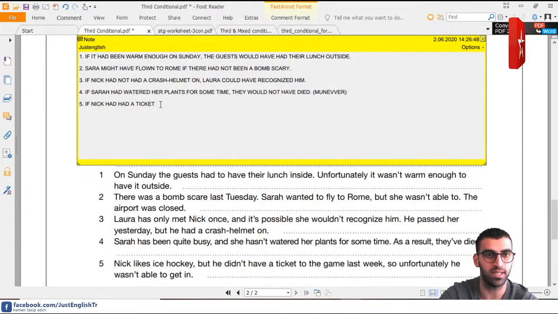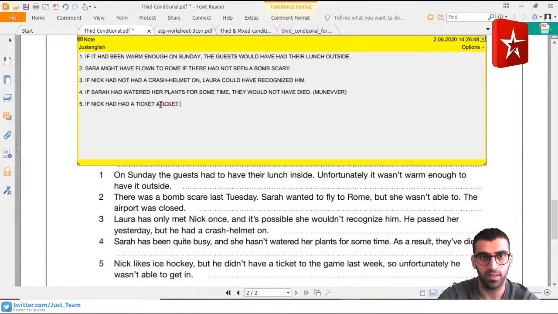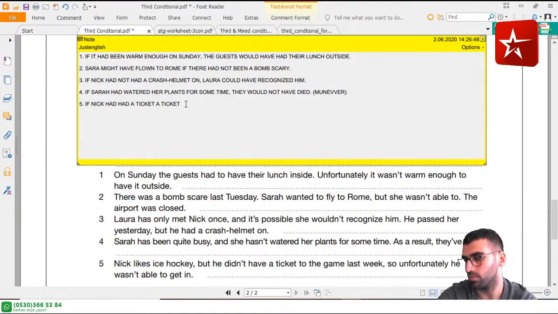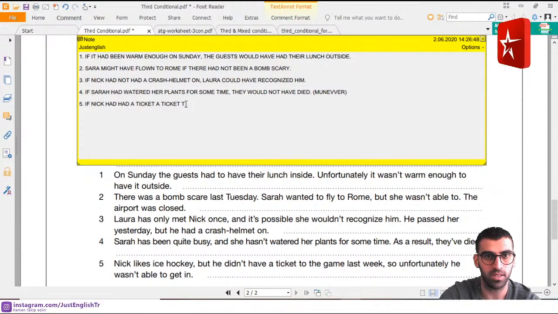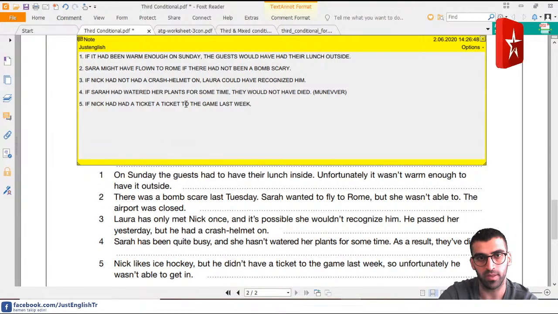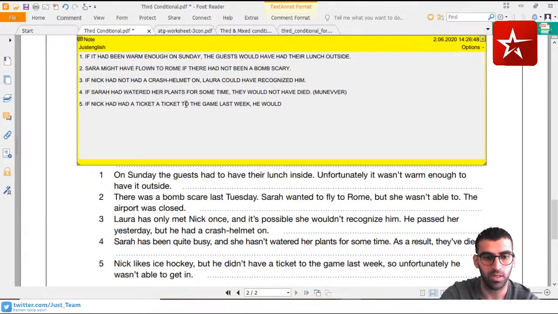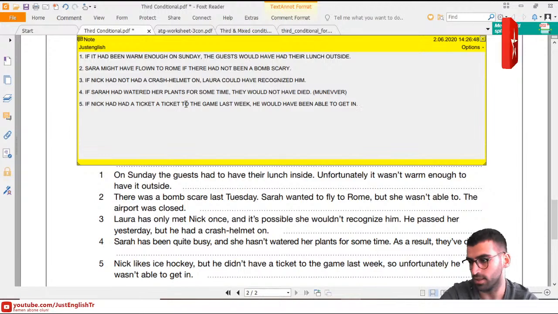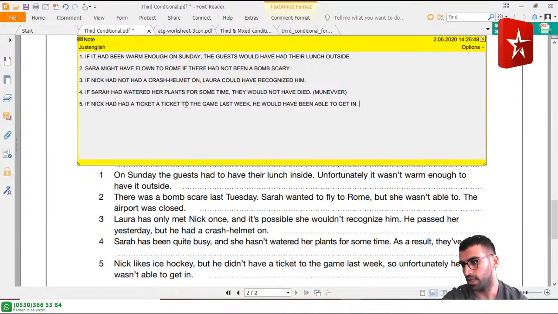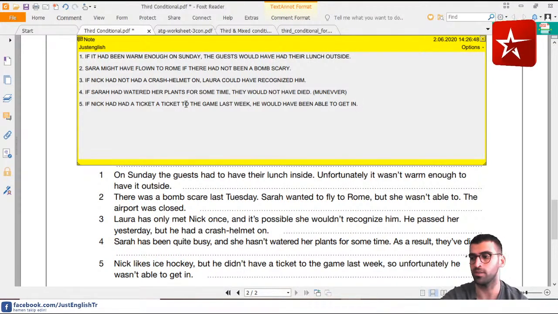If Nick had a ticket to the game last week, and we have to use a comma because the if clause comes first, he would have been able to get in. Yes, get in. That is the correct answer. If Nick had a ticket to the game, he would have been able to get in. Yes, Banufsha, your answer is correct as well.